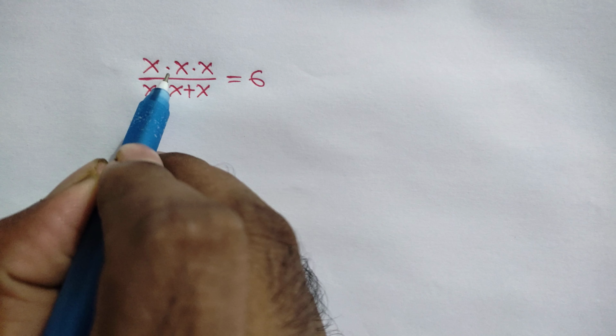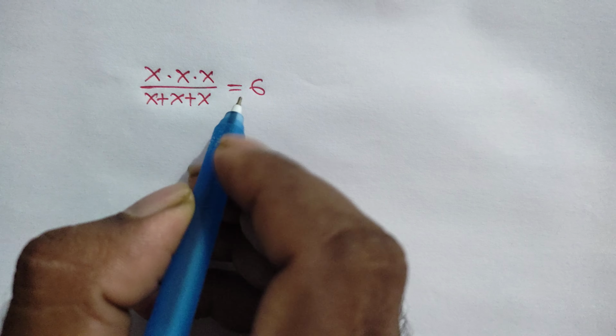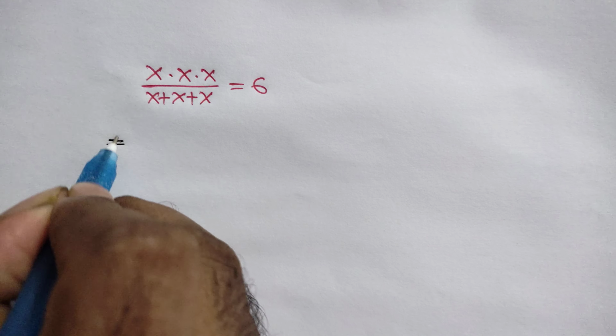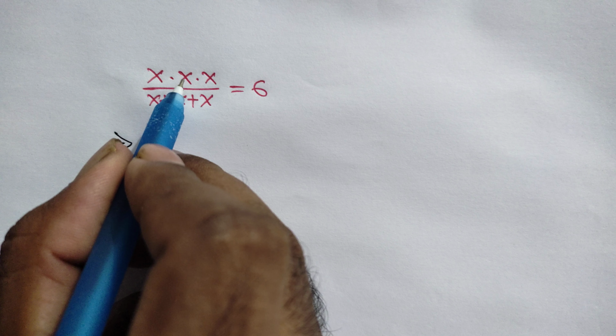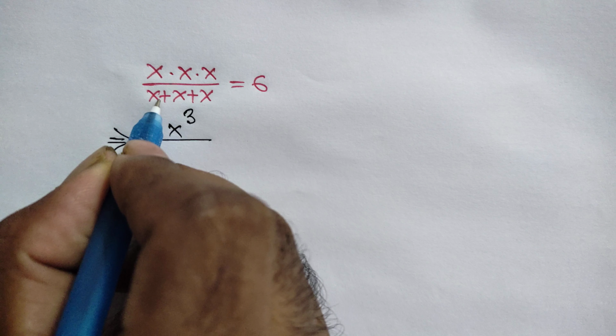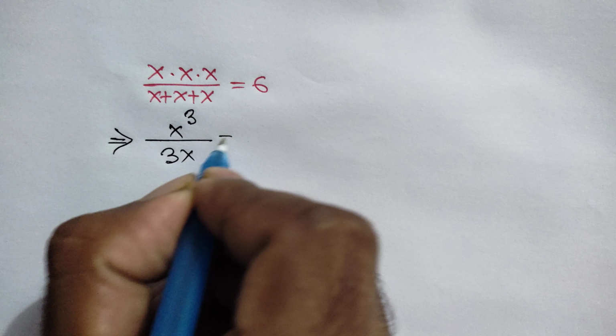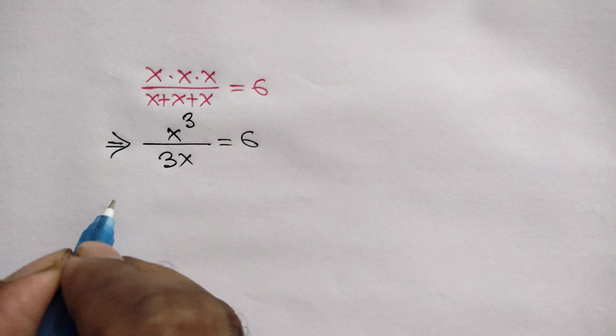Can you solve this Olympiad problem before I do? Let's race. The question has given x times x over x plus x is equal to 6. Or x times x is x square, times x is x cube, over x plus x is 2x, plus x is 3x, is equal to 6.